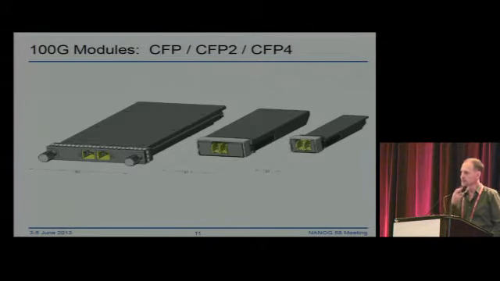Moving on to 100G, here's a progression of 100G modules. CFP was the first generation form factor. CFP2, which is twice the density or half the width, is being introduced now. CFP4 will be coming along in a few years. And there's also an upgrade of the QSFP form factor to 100G operation.